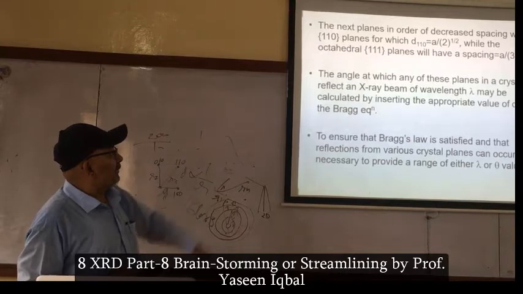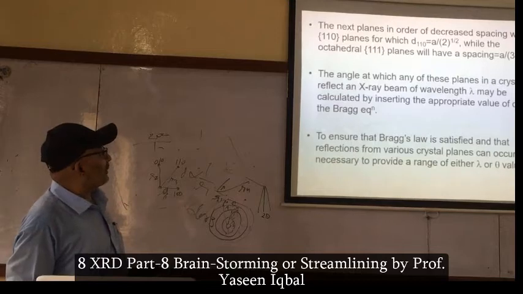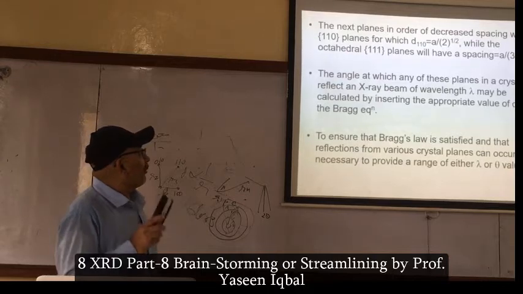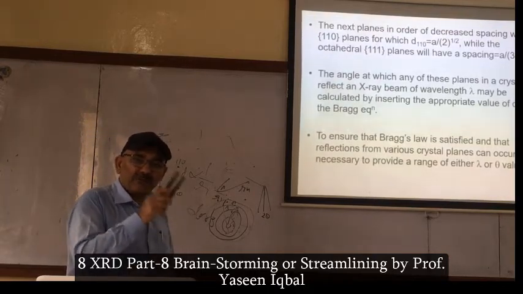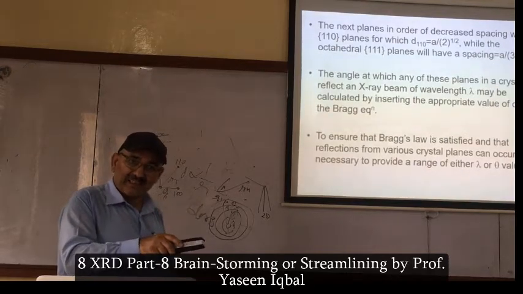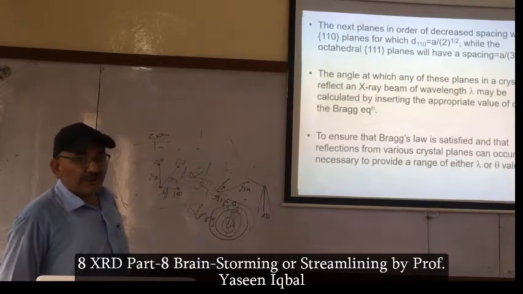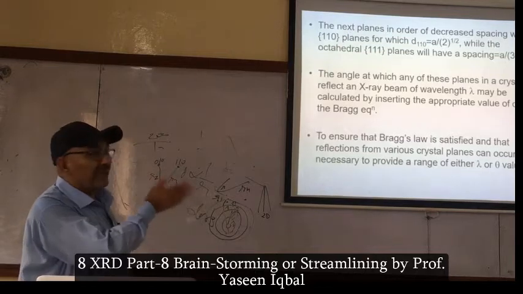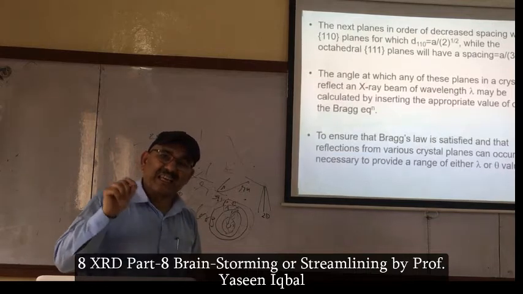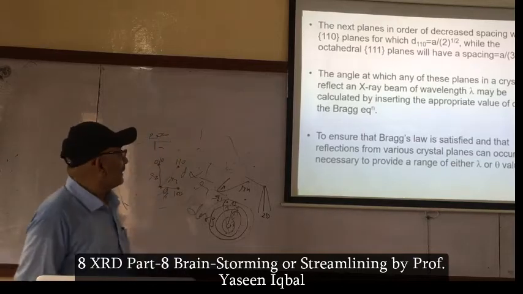for which D110 will be equal to A over under root 2, while a 111 plane will have a spacing of, H plus K plus L, it will be 3. So it will be A divided by under root 3. And when you know A, you can measure the spacings for various HKL indices. So it is not a difficult work.